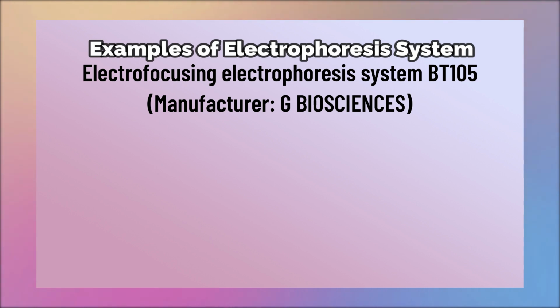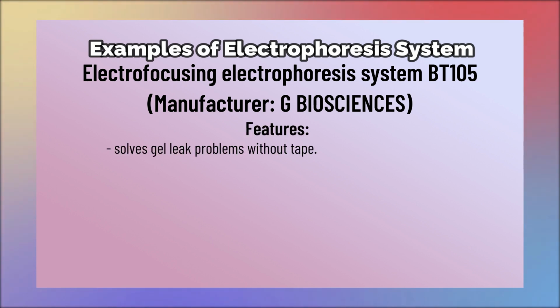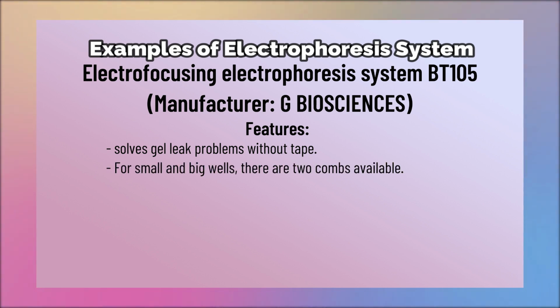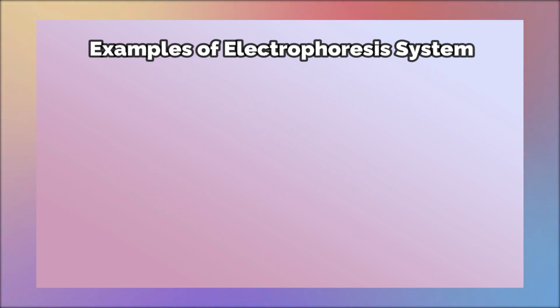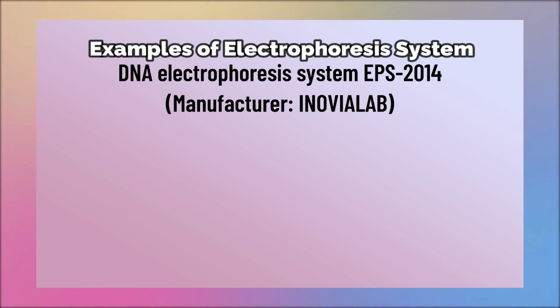Focusing electrophoresis system BT10. Manufacturer is G Biosciences. Its features are: solves gel leak problems without tape. For small and big wells, there are two combs available, supplied with a power source that may be changed, easily operated and portable.